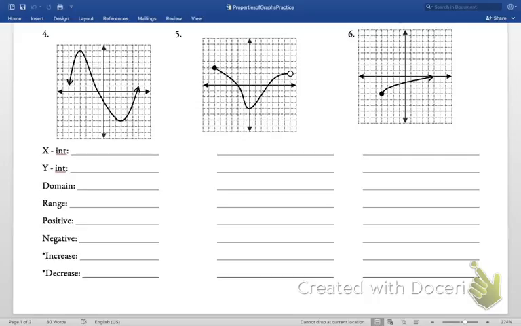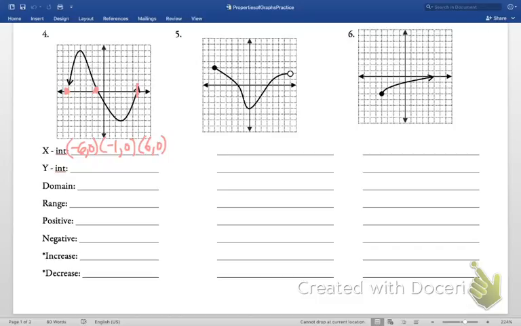Okay, first thing, x-intercepts. Where does it touch the x-axis? Okay, so number 4, where does it touch the x-axis? Well, if that arrow keeps going, it would actually touch the x-axis right over there, somewhere in there, okay? And in the middle, and then on the right-hand side. So I have 3 x-intercepts. So one of them is at -6, one of them is at -1, and the last one's at +6.